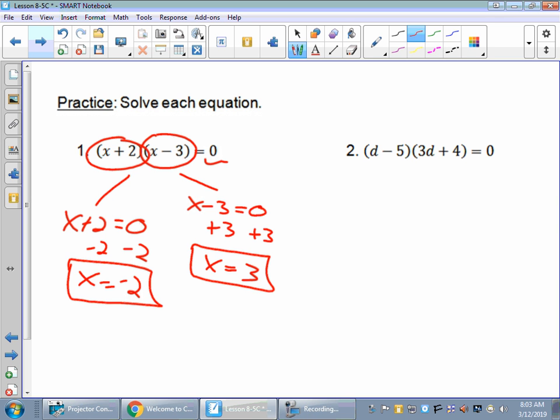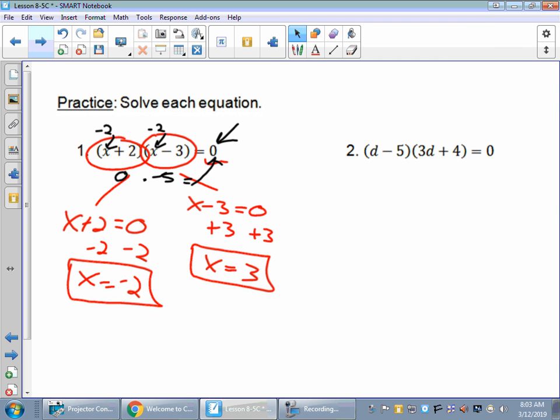Okay? Now, I'm not going to ask you to check this, but you could easily, by plugging either of these numbers into the equation and then see if you can get the 0 answer. All right, so let's just do that just to show you. So if I plugged in a -2 here, I'd have -2 plus 2 is 0, and then I'd have -2 minus 3 is -5. Well, 0 times -5 would equal 0.